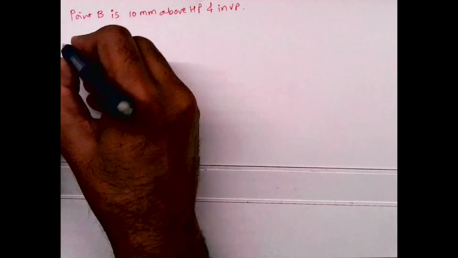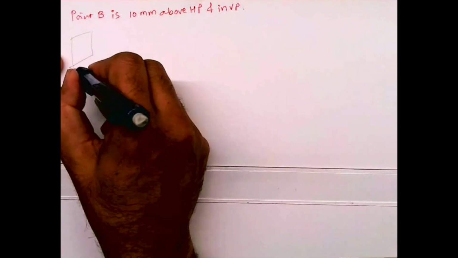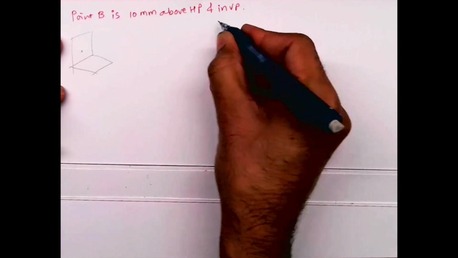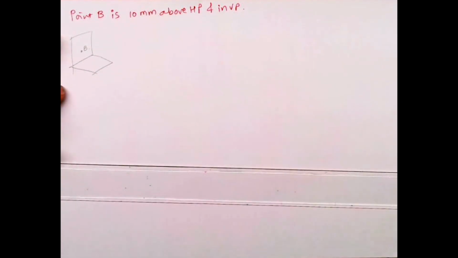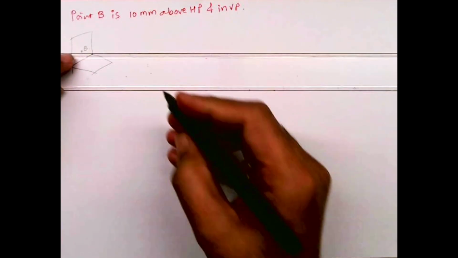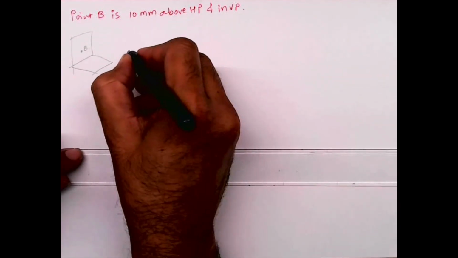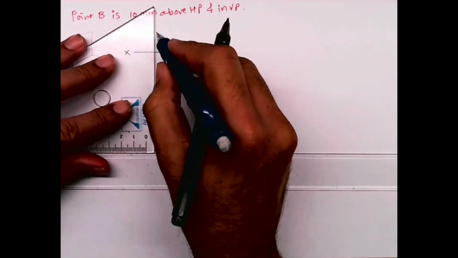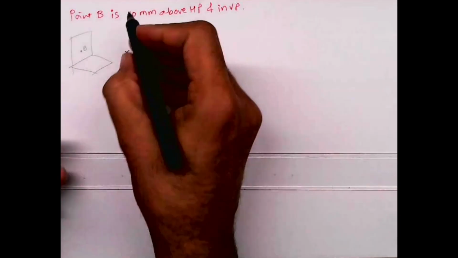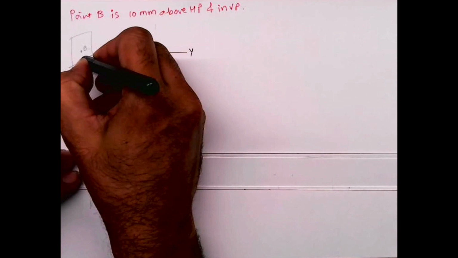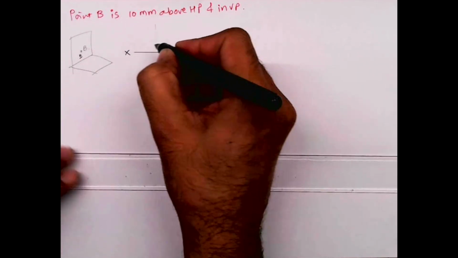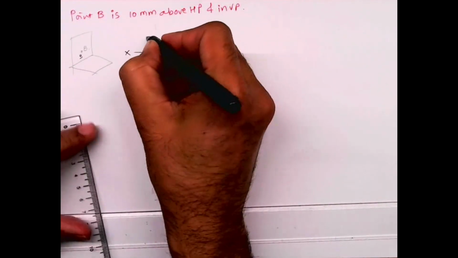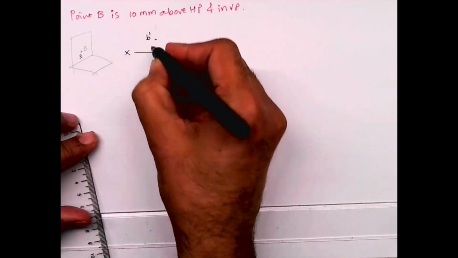See, up till now we had some distance vis-a-vis HP and VP, but now in this they are saying point B is 10 mm above HP and it is in VP. So how will you deal with this? It will be like this. When you draw the XY line and draw a vertical line from here, and they are saying it is 10 mm above HP, so this distance is 10 mm above XY line. So from here I'll go up by 10. This is point B dash.